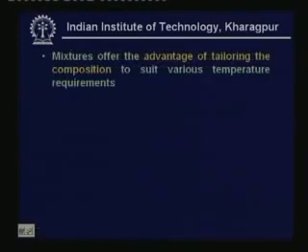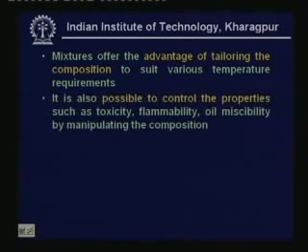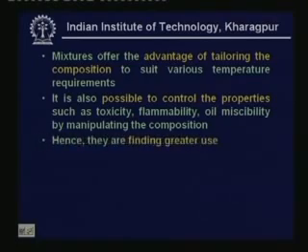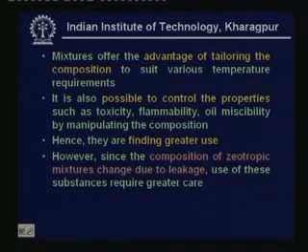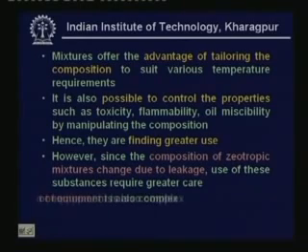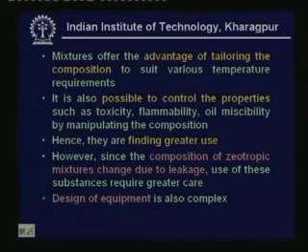Then mixtures offer the advantages of tailoring the composition to suit various temperature requirements. This is a major advantage of mixtures. It is also possible to control the properties such as toxicity, flammability, oil miscibility by manipulating the composition. Hence, they are finding greater use. However, since the composition of zeotropic mixtures changes due to leakage, this is a major problem. Use of these substances requires greater care. And design of equipment such as evaporators and condensers is also complex because of the temperature variation during evaporation, condensation, etc.